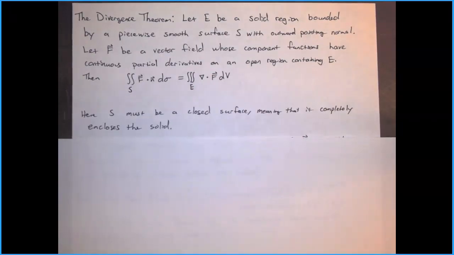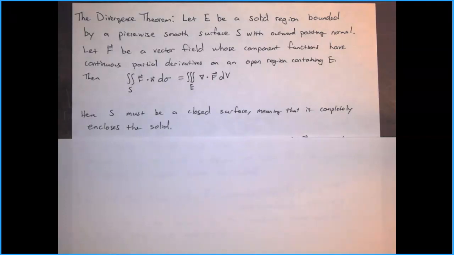Now S has to be a closed surface, meaning that it completely encloses this solid region. So there's a difference here between our surface for the divergence theorem and our surface for Stokes' theorem. If you remember Stokes' theorem, I had to have a boundary curve for my surface. But for the divergence theorem, there shouldn't be any boundary curve at all because it completely encloses some region in space. So the key difference here, if you think of a sphere, is a closed surface. It encloses a ball. It's the surface of a ball.